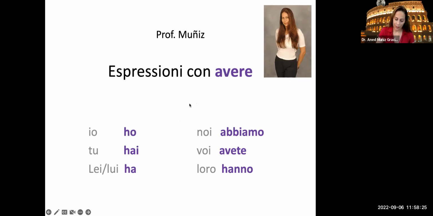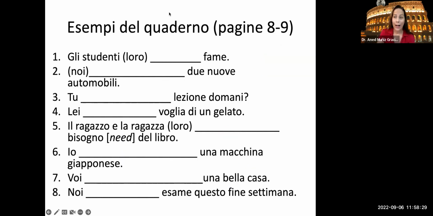So again, we already went over the verb avere. In the quaderno, these are some examples of espressioni con avere. What you need to do here is to conjugate the verb. So loro would be hanno with double N and an H, fame. So literally the students have hunger, right? And then you have something that is the avere without expression. Noi abbiamo due nuove automobili, right? We have two cars, just the meaning of to have that we have in English.